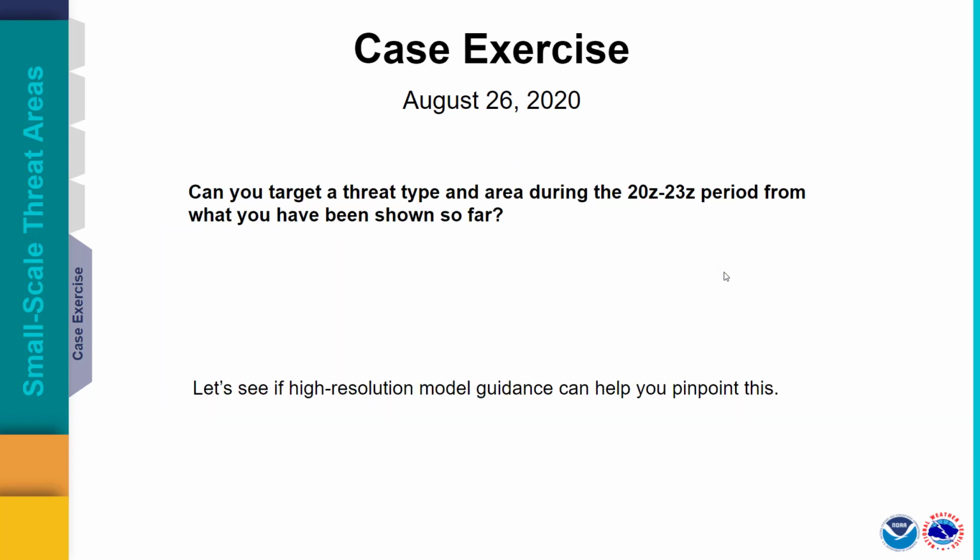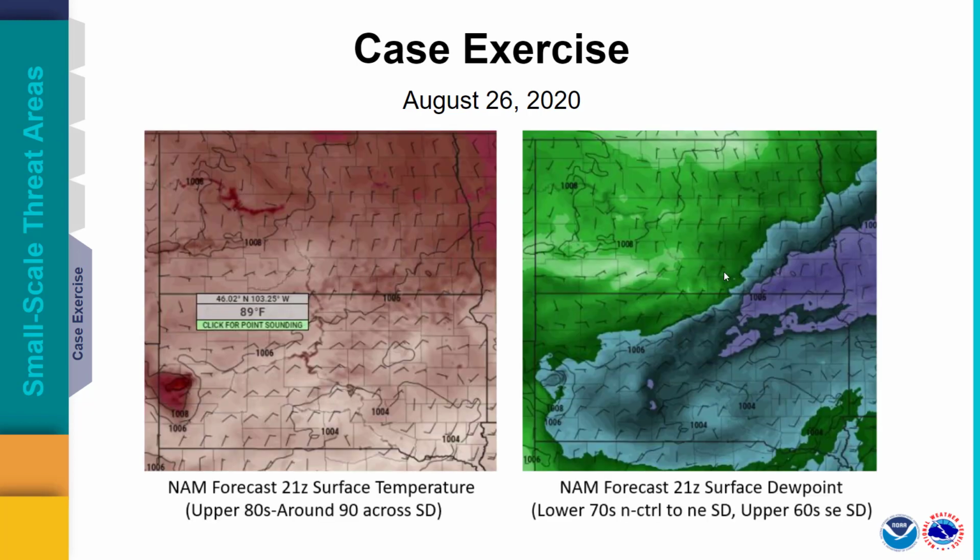At this point, are you able to pinpoint a threat type or area? Likely no, there is not enough information to go on, as you don't know where sufficient instability and deep layer shear overlap, or lifting mechanisms west of the 850 millibar front, which are at the moment uncertain. Let's look at the high-resolution NAM output.